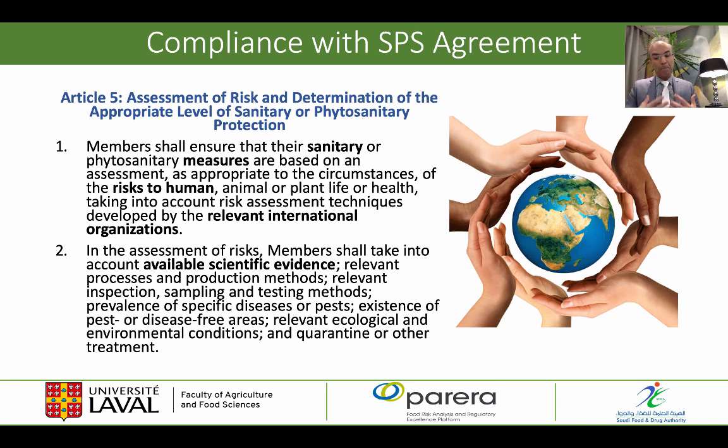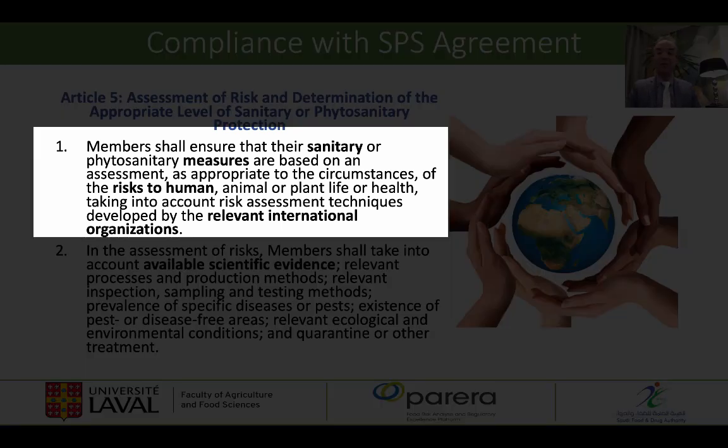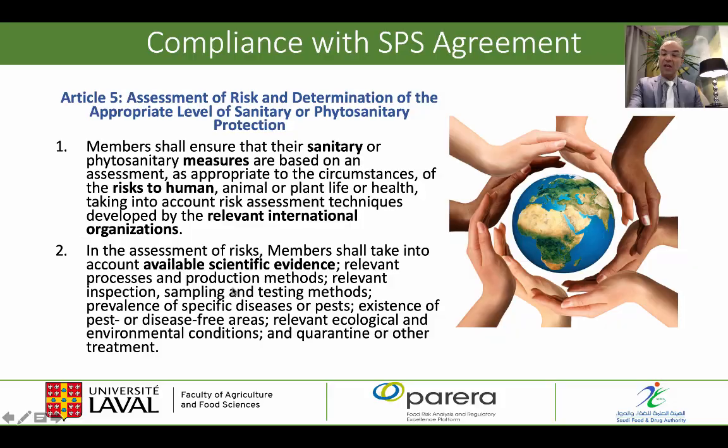Now, beyond Codex, the SPS agreement of the World Trade Organization was also a key agreement that pushed and propelled the requirement to rely on risk analysis and on risk assessment, particularly when food safety related decisions are made. And Article 5 of the SPS agreement is very clear, calling on members that when they develop sanitary measures related to risks associated with human health, and that is the case definitely for food safety, that these measures need to be based on a scientific assessment that relies upon the available scientific evidence.